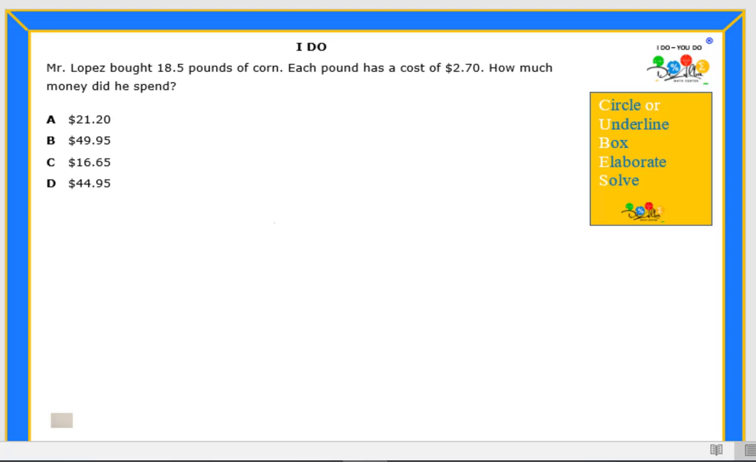Mr. Lopez bought 18.5 pounds of corn. Each pound has a cost of $2.70. How much money did he spend?